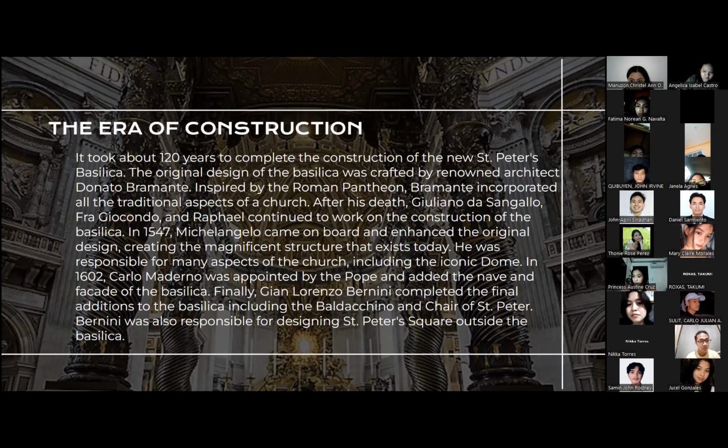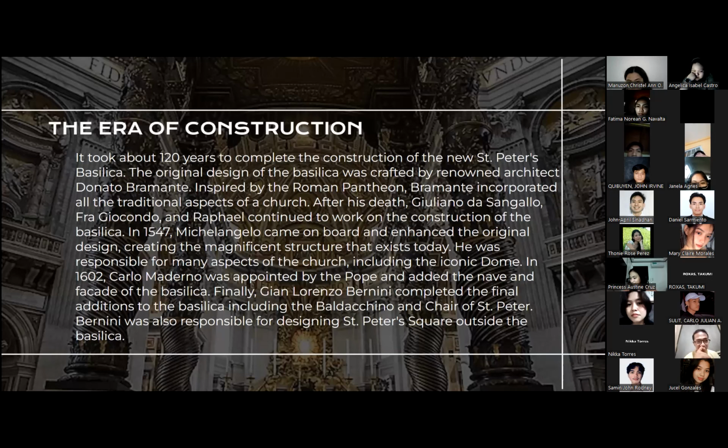Janela? Yes po, ma'am. Sorry, I just have to correct. The name is Giuliano da Sangallo, Fra Giocondo, and Raphael. Yes po. Sige. Ay, sorry po, mali po pala pronunciation. Okay po, thank you po, ma'am.